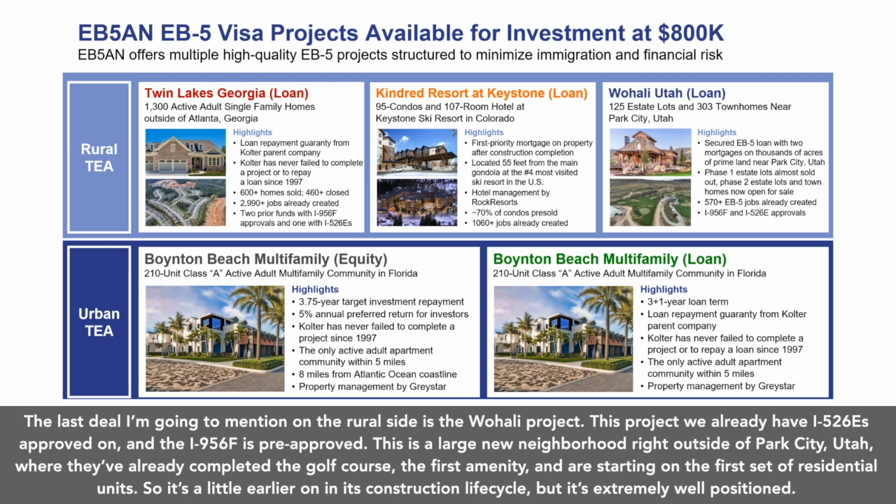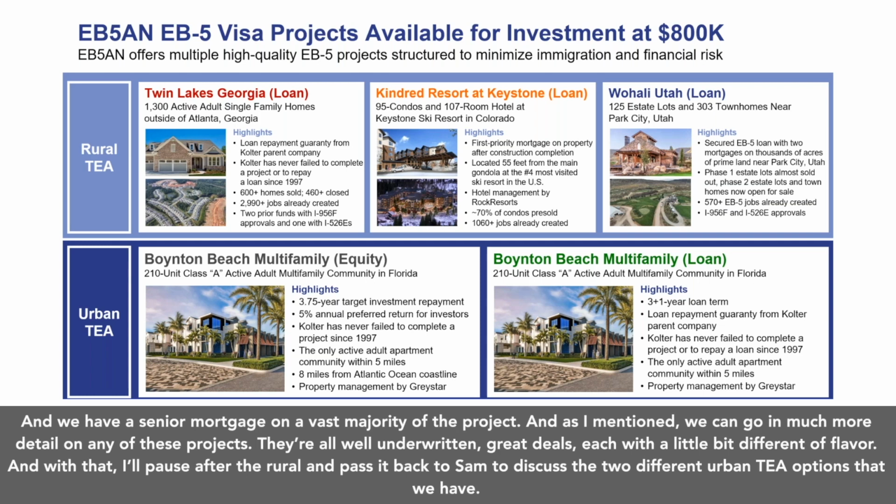The last deal I'm going to mention on the rural side is the Wahali project. This project we already have I-526Es approved on, and the I-956F is pre-approved. This is a large new neighborhood right outside of Park City, Utah, where they've already completed the golf course, the first amenity, and are starting on the first set of residential units. So it's a little earlier on in its construction life cycle, but it's extremely well positioned, and we have a senior mortgage on a vast majority of the project.